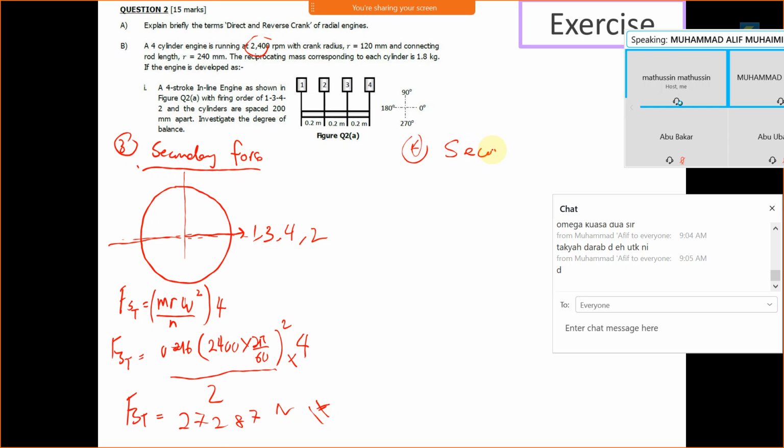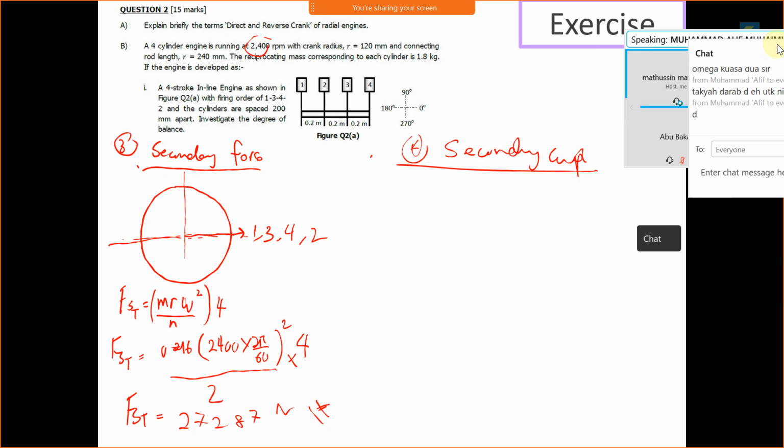Secondary couple. Or moment. Bunyi ayam siapa tu?